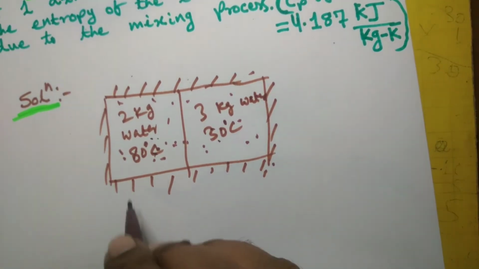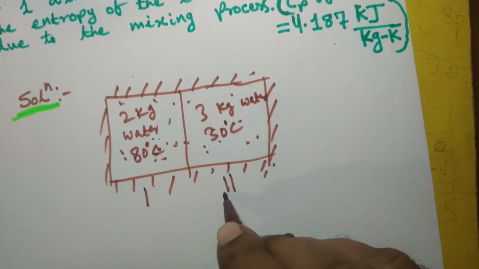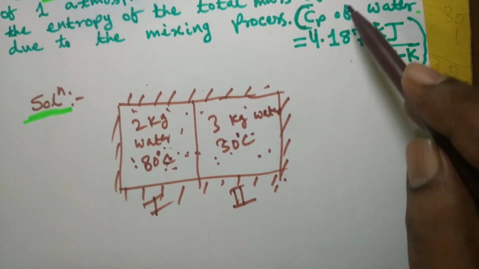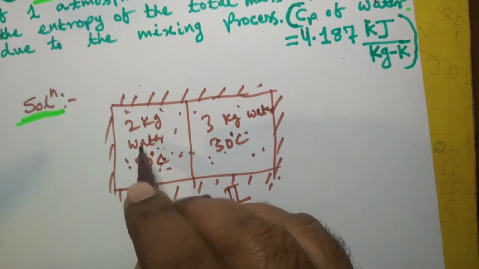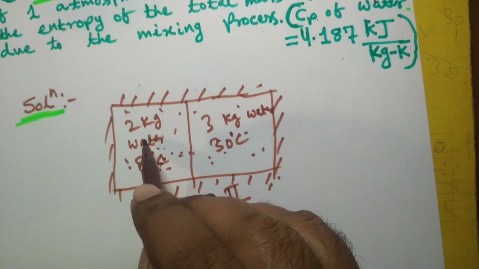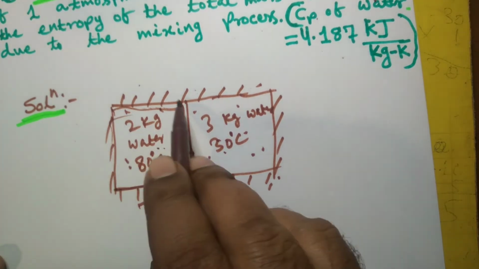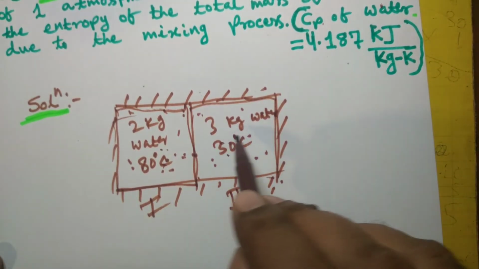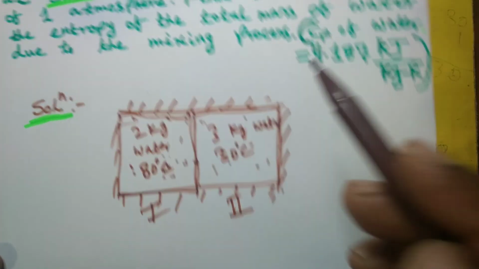If you consider this as subsystem 1 and this as subsystem 2, then to find the increase in entropy of the total mass, because entropy is an extensive, additive property, we have to calculate the change in entropy of subsystem 1, then the change in entropy of subsystem 2, and if we add them, we will find the entropy change of the total mass of water.